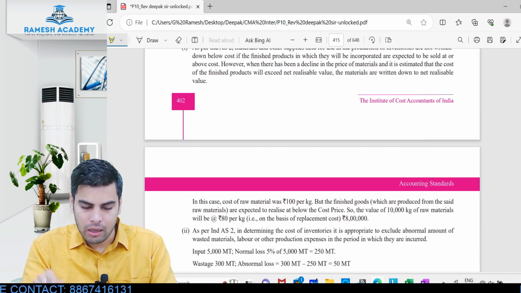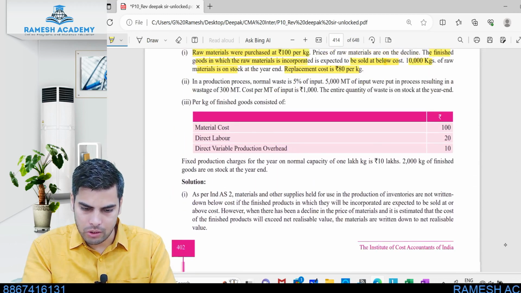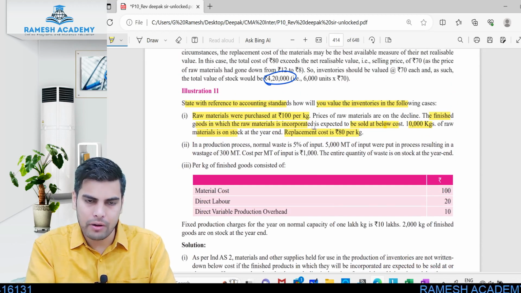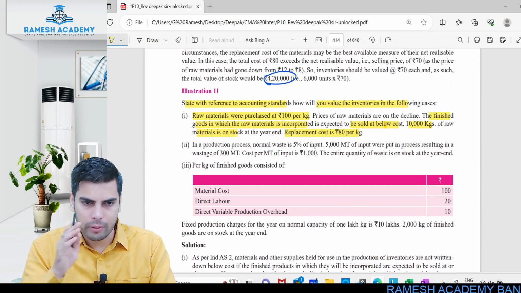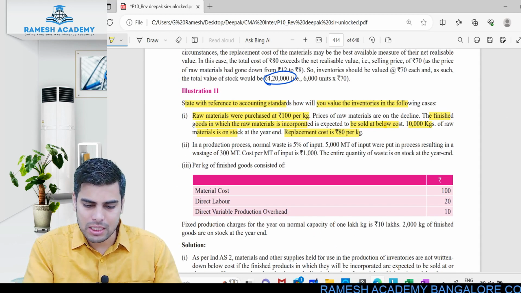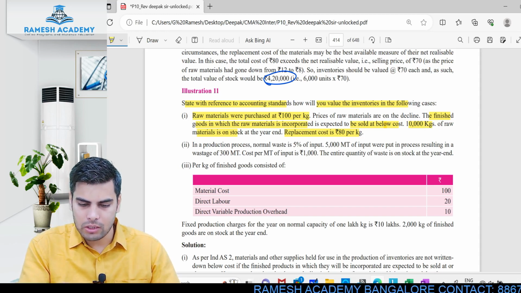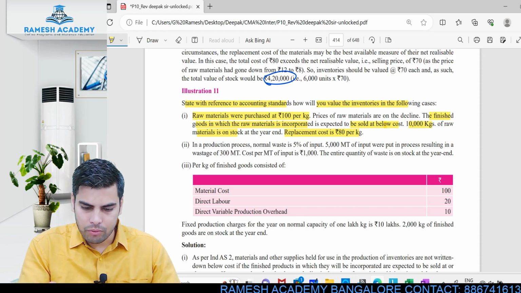So here there is substantial reduction in the cost, therefore inventory will be valued at 80 rupees. Although the cost over here is 100 rupees, it will be valued at 80 rupees. Cost is 100 and the net realizable value, the expected selling price, is 80 rupees. So 80 rupees into 10,000 kgs. So this would be how much? I think it would be 8 lakh, right?